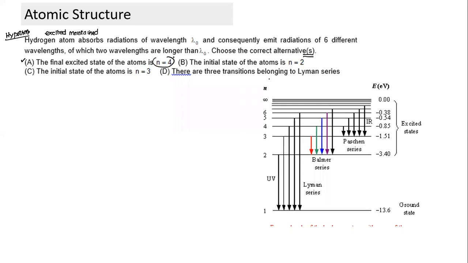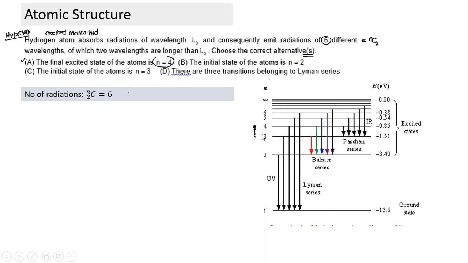Why is n equal to 4? Because the total number of radiations is always equal to NC2, and it depends on the final state of excitation. So 6 clearly indicates that after absorbing this energy, it moves to a level where NC2 is 6. That gives you nf, the final orbital. But the question is about the other part: before it moved to this level after excitation, which level was it? That we have to find out based on this condition.